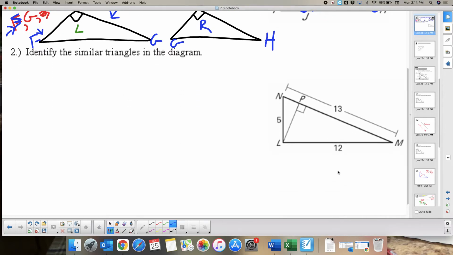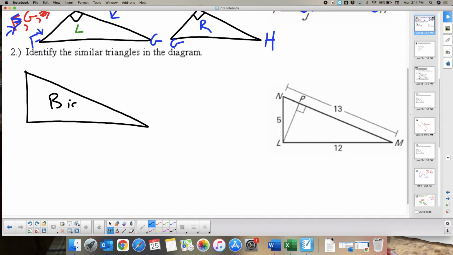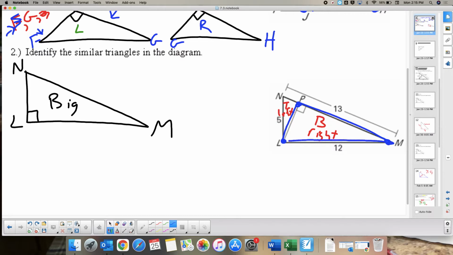Once again, going to my second one here. I have my big right triangle here. Our big one is NLM. Now we have a top left, and we have what I'll call a bottom right. Let's start with the bottom right. We're going to make this triangle look like my big triangle here. So here's my bottom right.